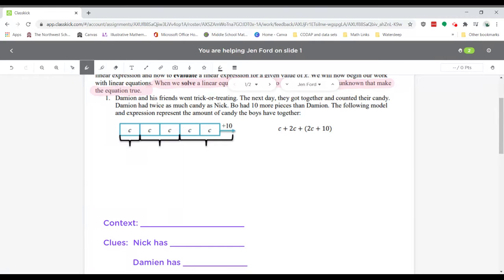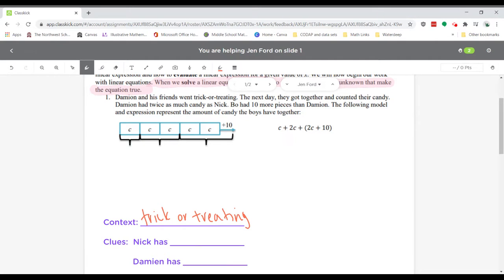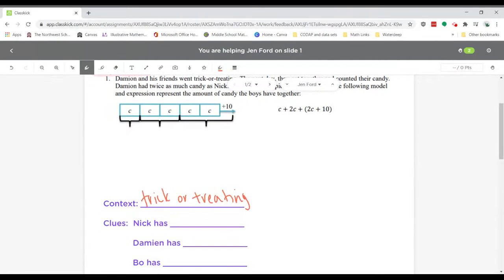All right, the context today, I'm going to pick orange because that's just how I'm feeling. The context today is trick-or-treating. The clues, we get that Nick has, well, they don't really tell us how much candy Nick has, so we can say that Nick has some candy.